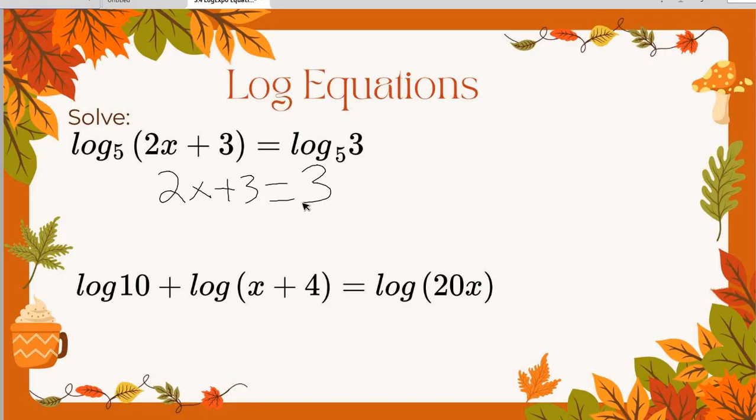And then we're just solving. So what do we do first? Subtract 3 and we get 0. And then we also still get 0. And that's fine. Sometimes we get 0 as an answer.